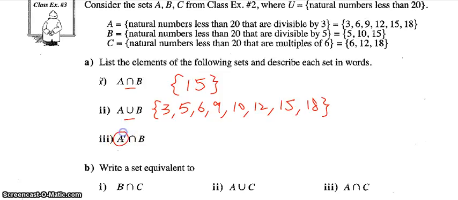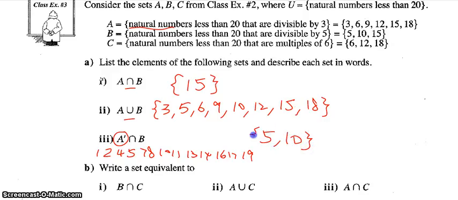Finally, what does that symbol mean? Do you remember? It's not A. So it's any number not in A. Natural numbers start at 1. So any number not in A will be 1, 2, 4, 5, 7, 8, 10, 11, 13, 14, 16, 17, and 19. Less than 20, so not including 20. Then that set intersected with B, so what's common with B? Well, 5 and 10. So that will be the answer.